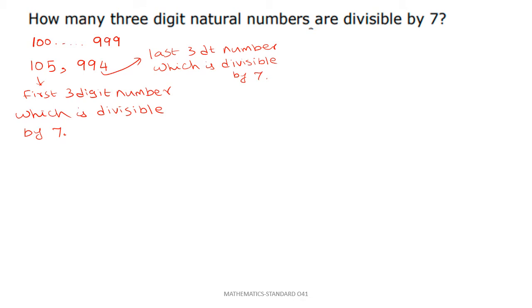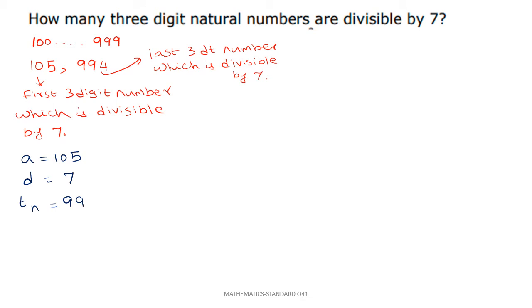So what we know now? We know now the nth term. So what are the things we know, children? The first term is 105. First term means what? The letter A, right? So A is 105 and we know the difference. So D is 7 and we know the nth term Tn because that is the last 3-digit number.